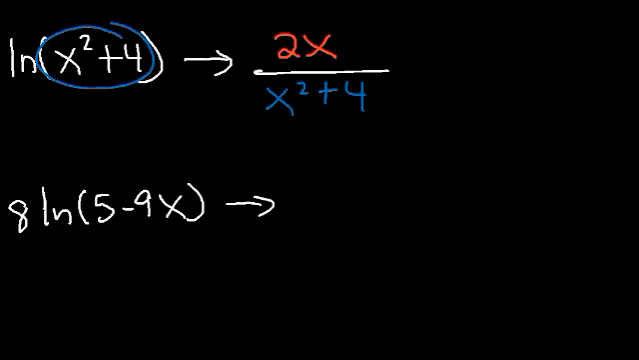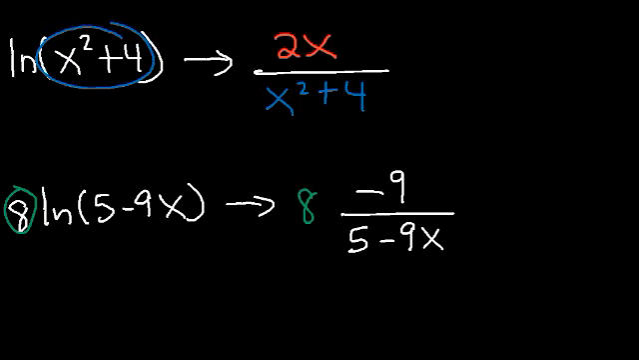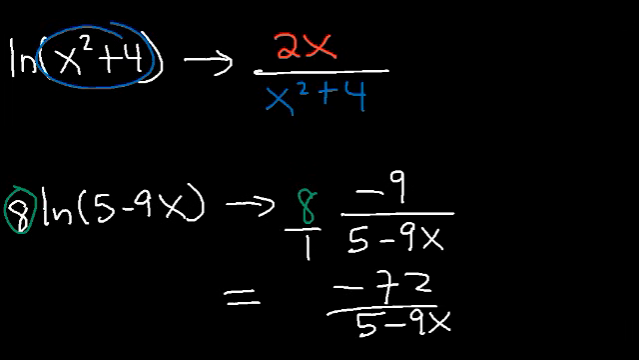Now for the next one, we have a constant in front. So our answer is going to be the derivative of ln(5 minus 9x) times the constant 8. So the derivative of 5 is 0, and the derivative of negative 9x is simply negative 9, divided by what was inside. Now we can multiply 8 times negative 9. You can view this as 8 over 1. So this is equivalent to negative 72 divided by 5 minus 9x. So that's the answer for that one.